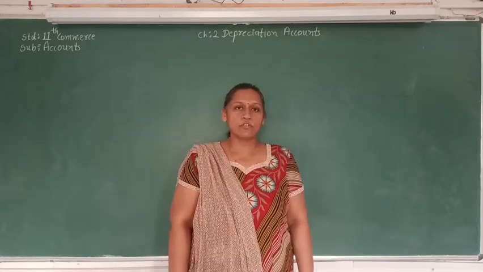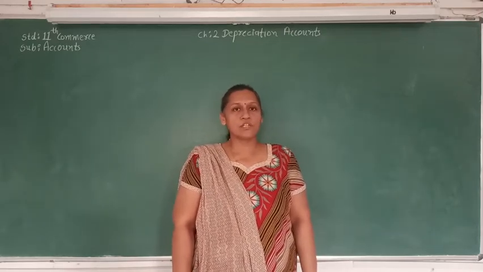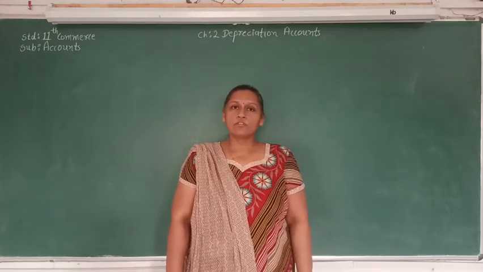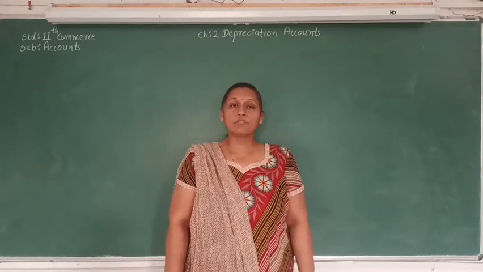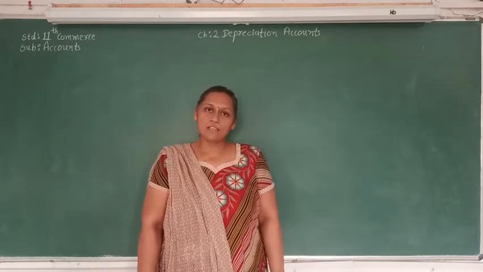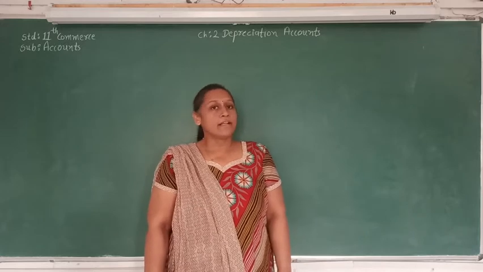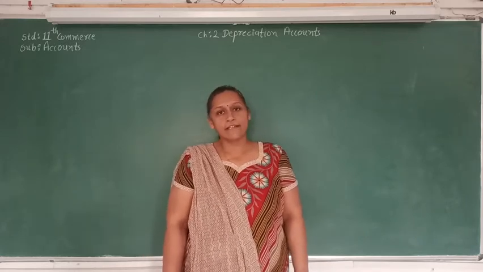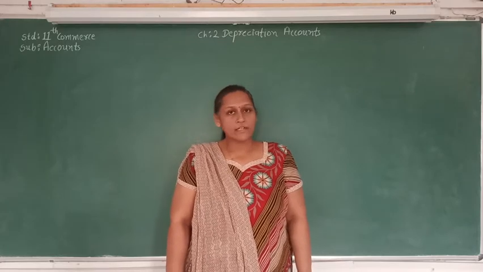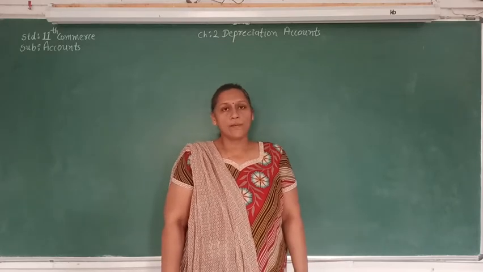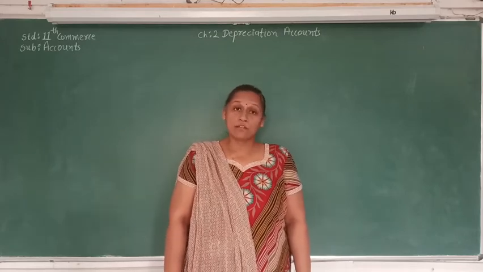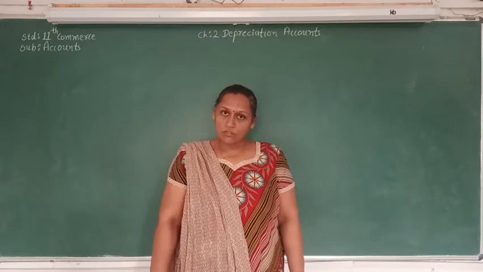Students, today we are going to see chapter number 2, Depreciation Account of Standard 11 Commerce Subject Account. Today we are going to see one more sum where we have to calculate the cost price of the machine, and here the balance of the machine is given and depreciation is calculated under straight line method. And as we know, under straight line method we are calculating depreciation on the cost price of the machine. So from the balance of the machine we are going to calculate the cost price of the machine.